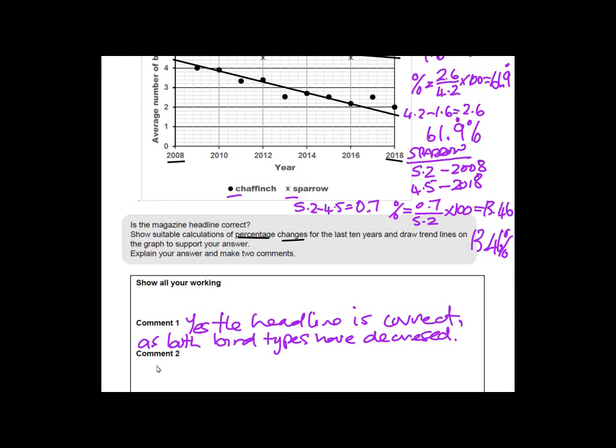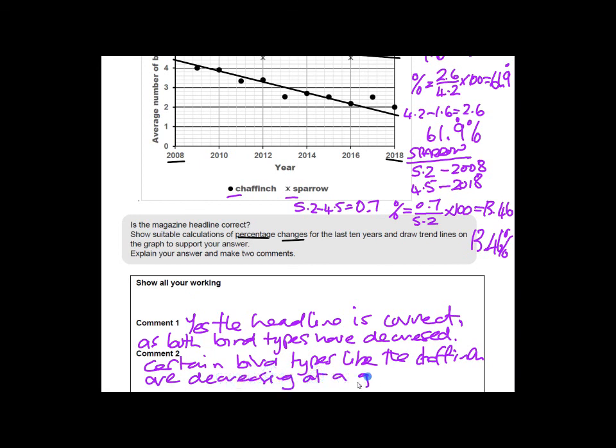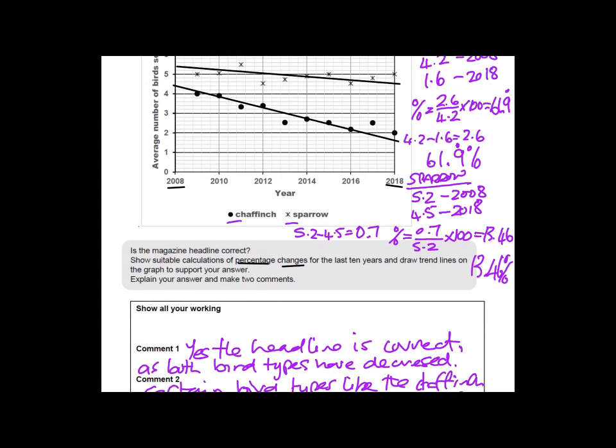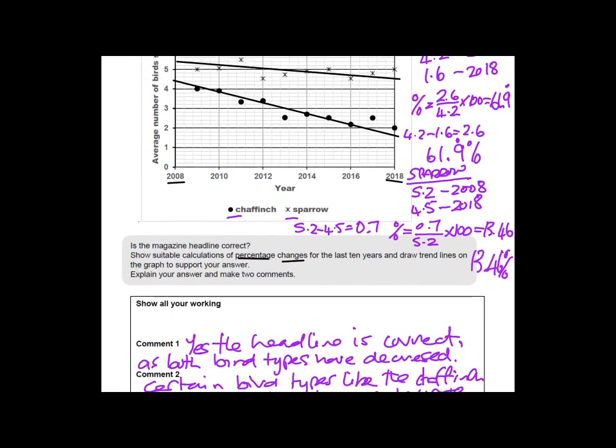Now your second comment could be certain bird types like the chaffinch are decreasing at a greater rate. And that would be worth the 2 marks for the comments. So the total is 5 marks for your trend lines that you've drawn on the diagram, your percentage change calculations, and your comments.